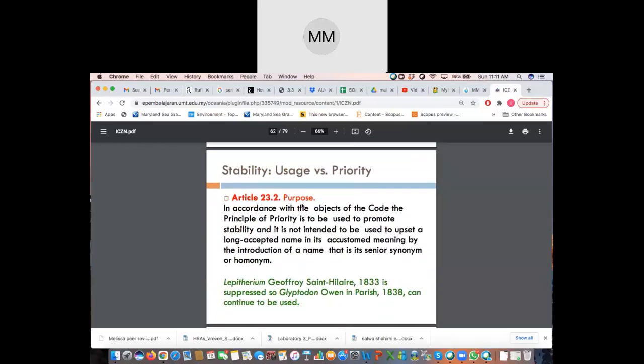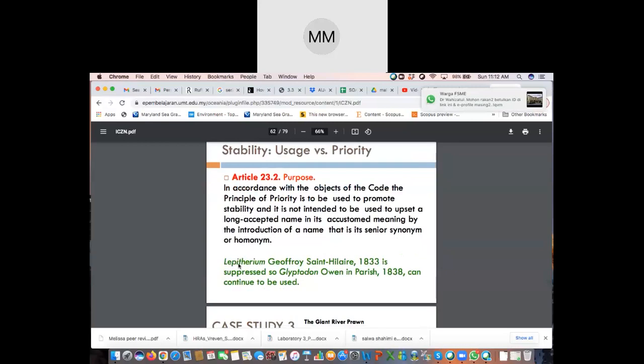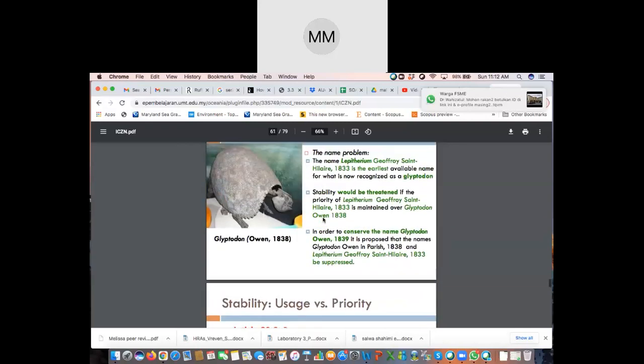with the article on purpose, in accordance with the objects of the code, the principle of priority is to be used to promote stability and is not intended to be used to upset a long accepted name. And it's a custom, meaning by the introduction of a name that it is a senior synonym or homonym. So example, in this case, Lepitherium of Geoffrey is suppressed. So we have to suppress the name so that Glyptodon can continue to be used.